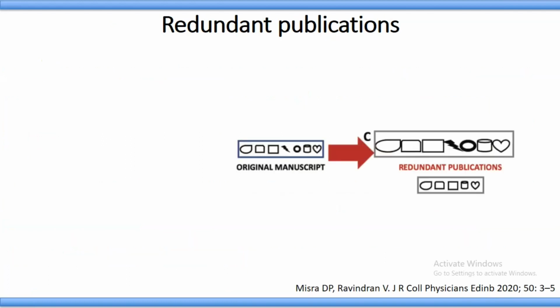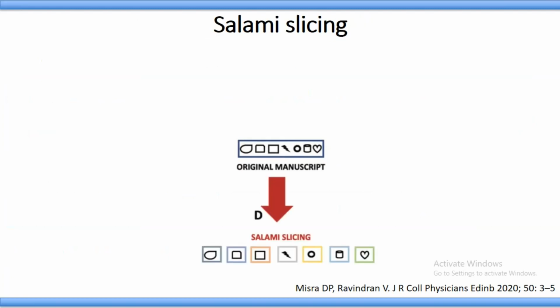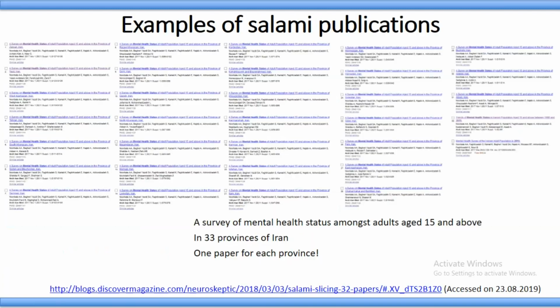Now, redundant publications we have seen, and salami slicing. This is an extreme example of salami slicing. All these are publications available on PubMed, and all of these have the exact same title except for the province in Iran. There are 33 provinces in Iran, and each one deals with one single province, the same list of authors, the same parameters, one paper for each province. This is salami slicing. This is not acceptable.